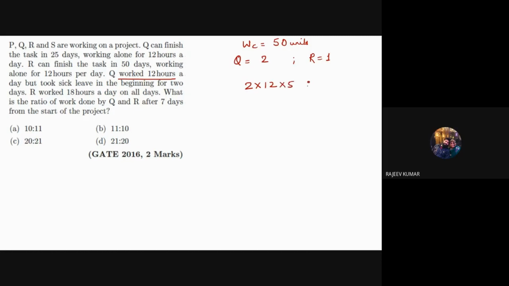That was for Q. Similarly for R, he worked for all the days, 18 hours. So 7 into 18. So this will be your answer: 2 into 12 into 5 upon 1 into 7 into 18. If you solve it, it will become 20 by 21. So C will be the correct answer.